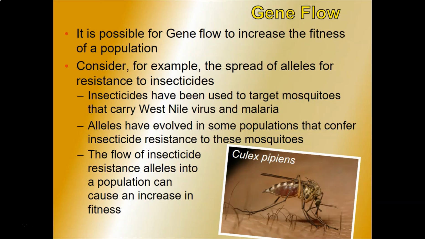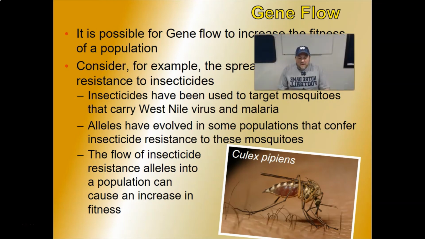Okay, so it's also possible for gene flow to increase the fitness of a population. Consider, for example, the spread of alleles for resistance to insecticides. We talked about DDT earlier. We've been using insecticides of all different types for West Nile virus around here, and for malaria, right? We have insecticide for that, not that we have to worry about the Anopheles mosquito around us. But alleles have evolved in some populations that confer insecticide resistance to these mosquitoes. So some of these mosquitoes in this population are lucky enough to be born with a genetic component that makes them resistant to these drugs.